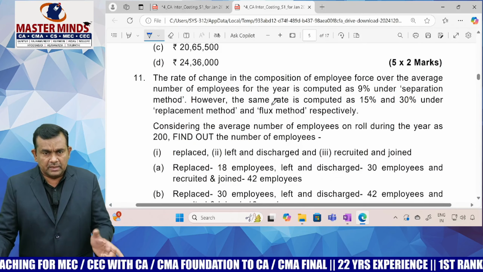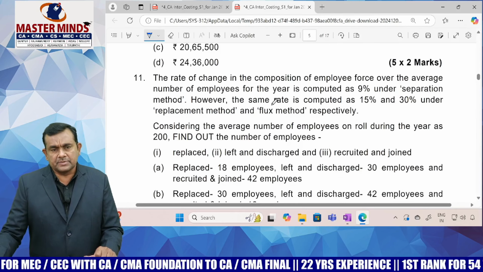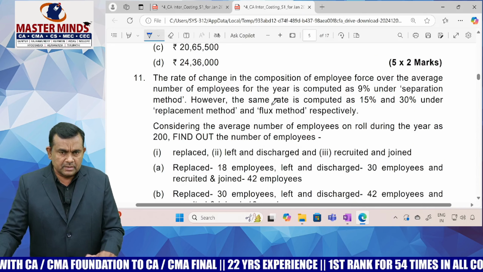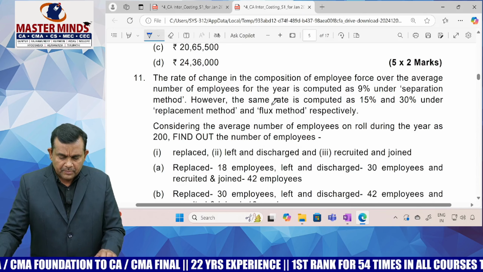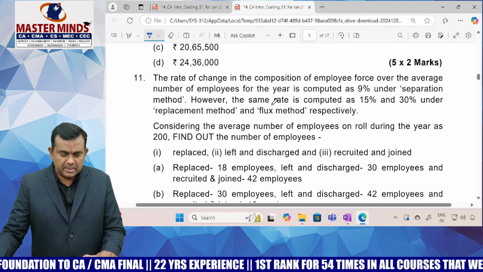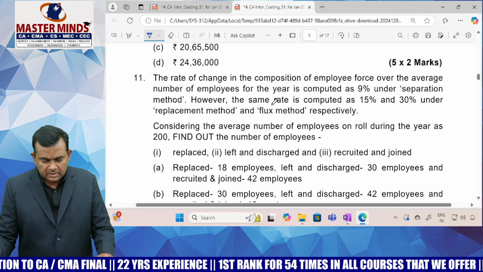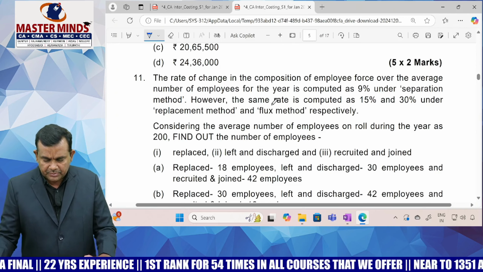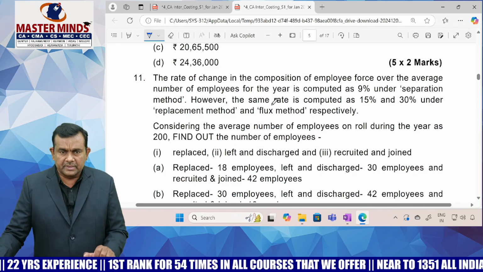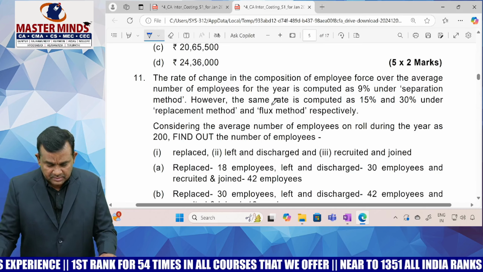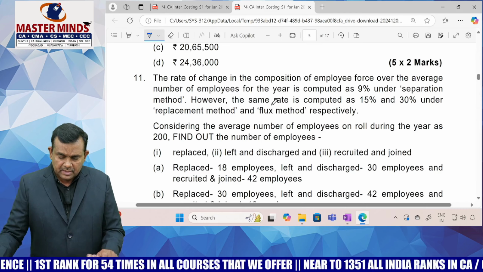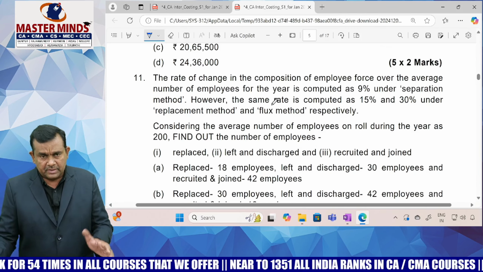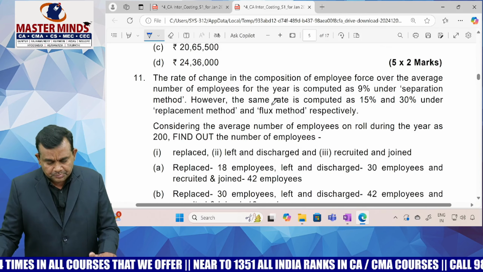11th question, sir, is related to the employee turnover concept, from the employee cost chapter. Labor turnover is the rate of change in the composition of the employee force over the average number of employees for the year. It is computed as 9% under the separation method. However, the same rate is computed as 15% and 30% under the replacement method and the flux method. Flux method means there is flux too.